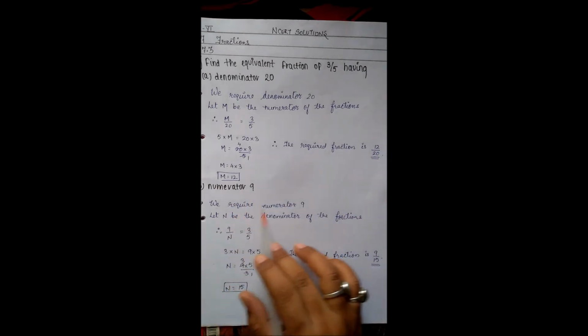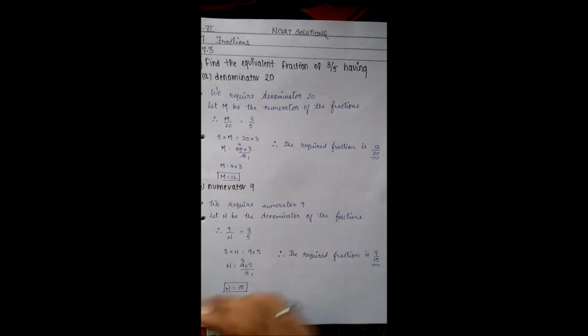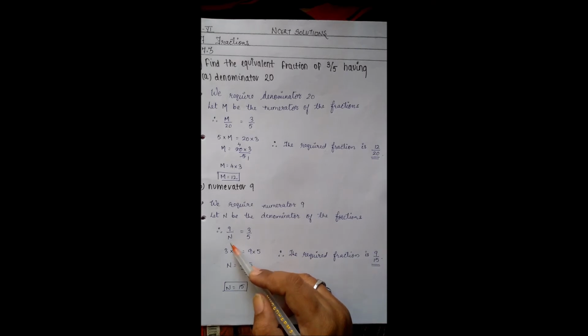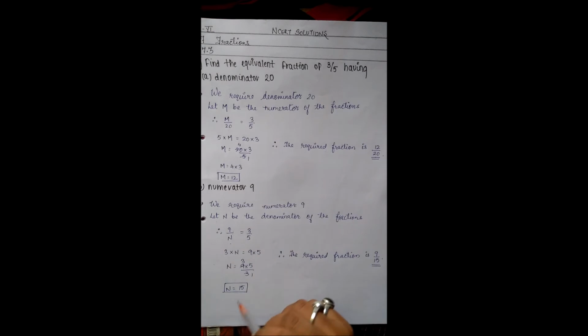Numerator 9. We required numerator 9. So let n be the denominator of the fraction. So numerator 9 and denominator n. We will bring this 9 and 5 up and 3 down. So it will become 9 into 5 upon 3. If we reduce it, it will become 3 into 5, that is 15. So the required fraction is 9 upon 15.